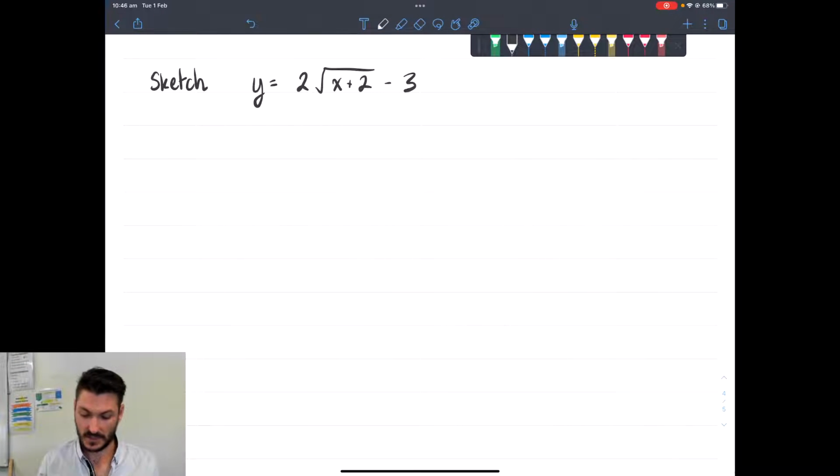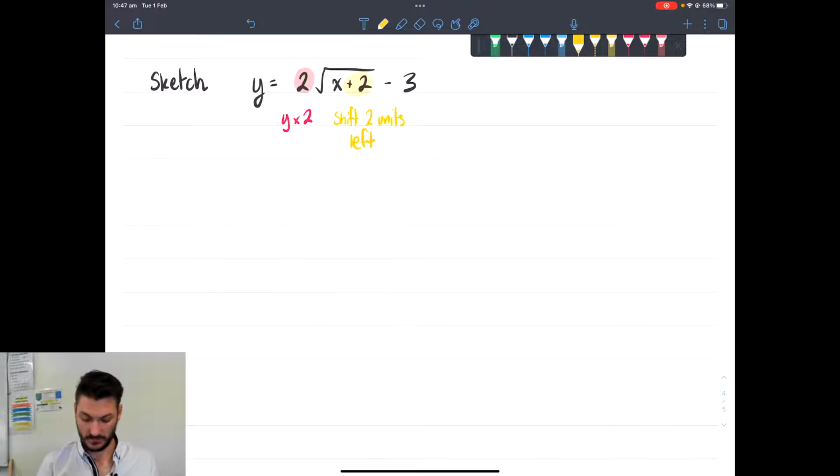So if I jump across here to Notability, I have the question: sketch y equals 2 root x plus 2 minus 3. So first thing I'm going to do is annotate this. This is going to be y times 2, right? So that a variable, remember, I'm multiplying the y coordinate by it first. Then I'm going to be looking at this plus 2 here. I think typically I do it with orange to keep it consistent. This means it's going to be shifting 2 units to the left, okay?